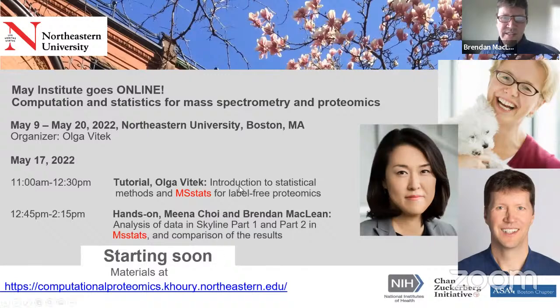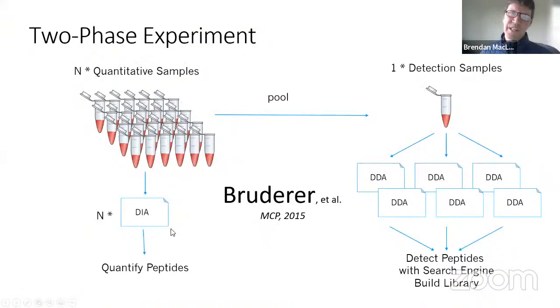So anyway, to start. Last week we first did this Bruderer data set where what the experimenters did was they used DDA to, in their paper, build what we call a sample specific library. So they just pooled the sample and then collected several DDA runs on just this pooled sample, and then built that into a library.